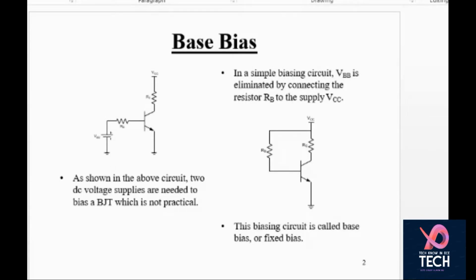So this is being obtained when your device is in off state. This is being obtained when your device is in saturation state. So this is how you can plot the DC load line. Now, if you are asked to plot a DC load line, how can you do that?